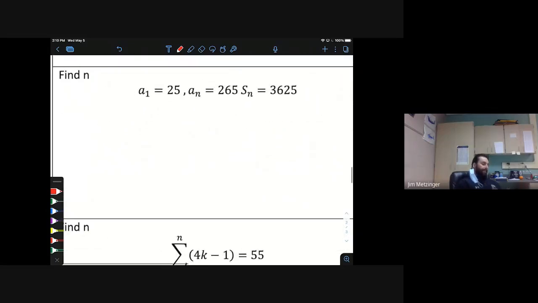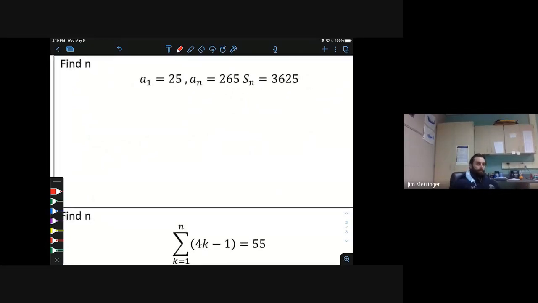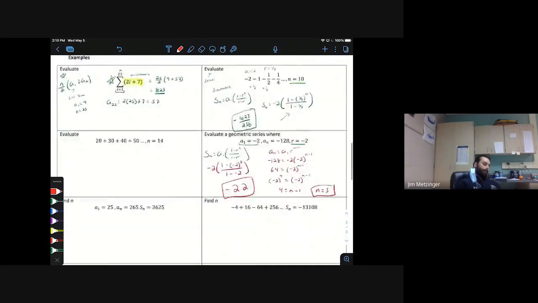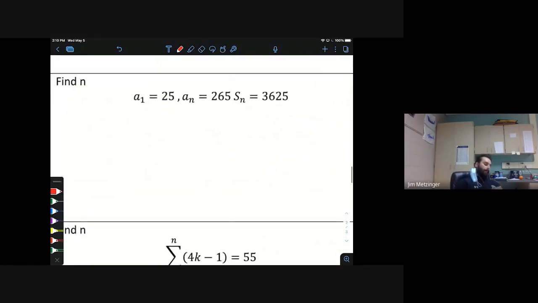Ooh, find n. Check this one out. With the given information, I have to identify the kind of series it is, and I didn't write it. One thing is everything in this left column has been arithmetic. So I have to tell you, if I just give you a first term, a random term, and a sum, this is arithmetic.